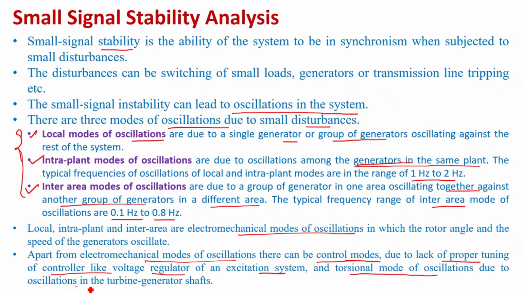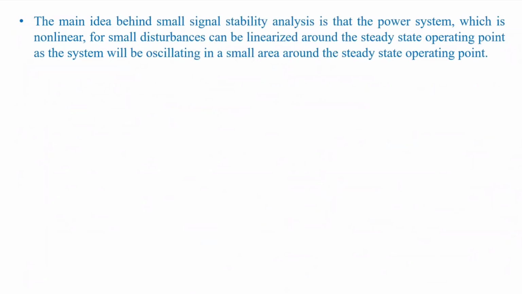Another mode of oscillation is the torsional mode of oscillation. It is due to the oscillations in the turbine generator shafts. It happens in the turbine generator because the turbine is connected with the generator. Because of the oscillation in the shaft of the turbine, which is connected to the generator, if the mechanical input is not properly fed and controlled, then this torsional mode of oscillation comes into picture.